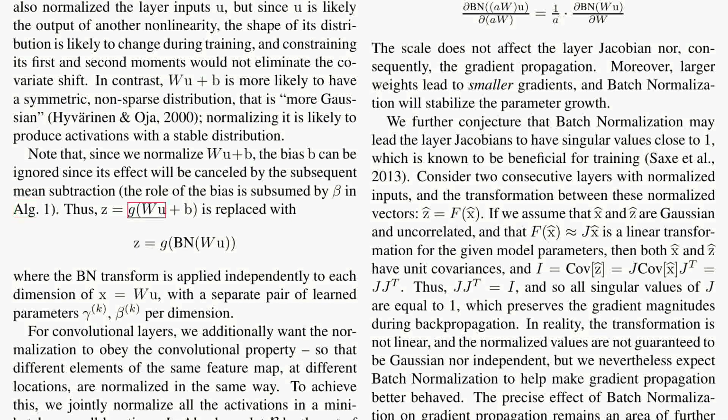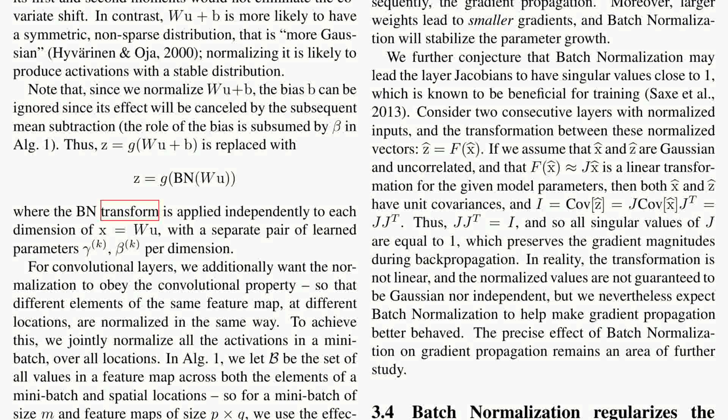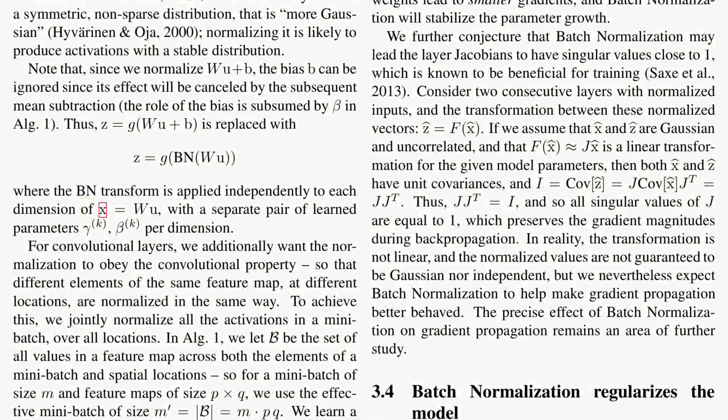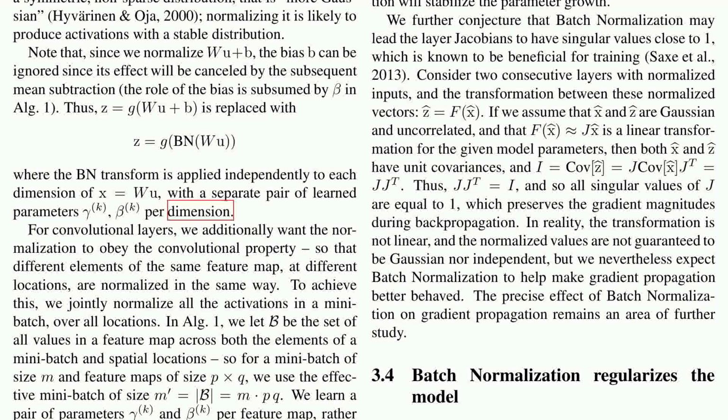Thus, Z equals g(Wu plus b) is replaced with Z equals g(BN(Wu)), where the BN transform is applied independently to each dimension of x equals Wu, with a separate pair of learned parameters gamma(k), beta(k) per dimension.